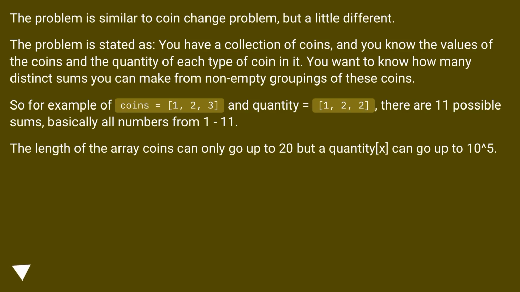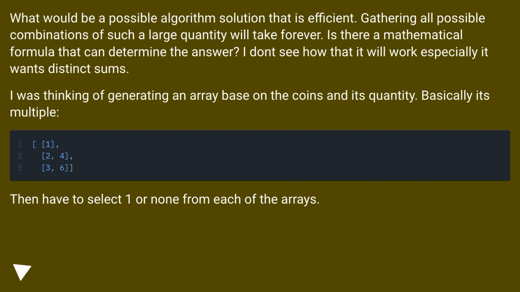The length of the array coins can only go up to 20, but a quantity x can go up to 10 to the power of 5. What would be a possible algorithm solution that is efficient? Gathering all possible combinations of such a large quantity will take forever. Is there a mathematical formula that can determine the answer? I don't see how that will work, especially if it wants distinct sums.